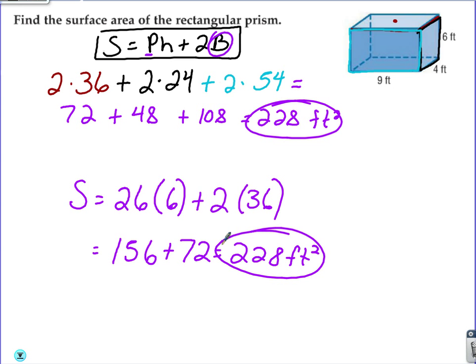That works for all prisms. pH plus 2b. You know why? You know what pH does? That finds the area of all the sides. You know what 2 times b does? Finds the area of 2 bases. pH plus 2b.